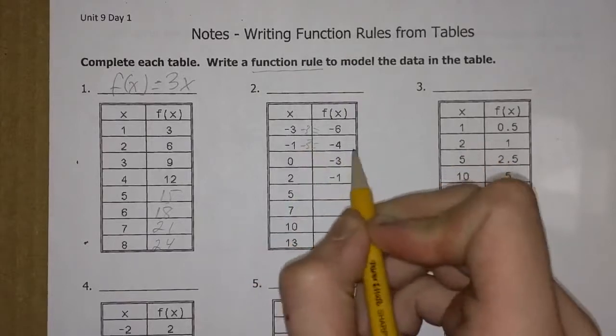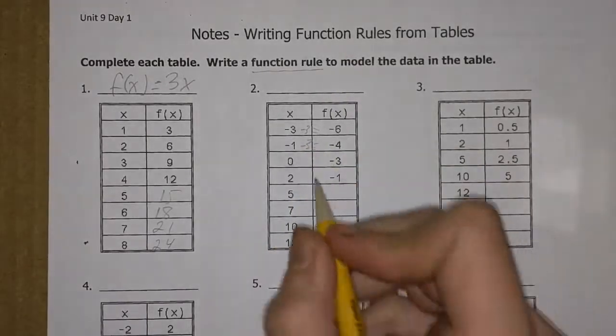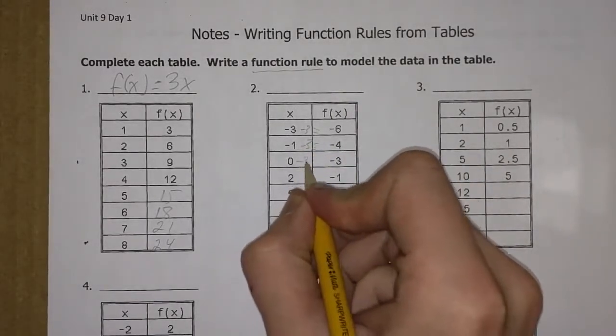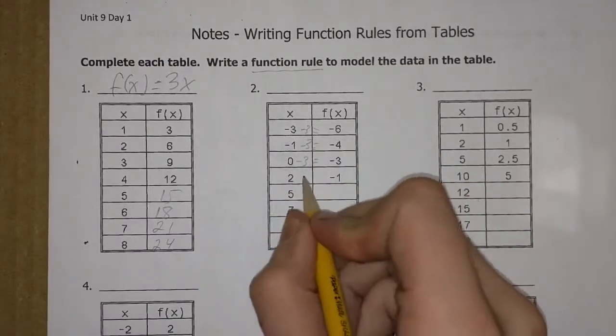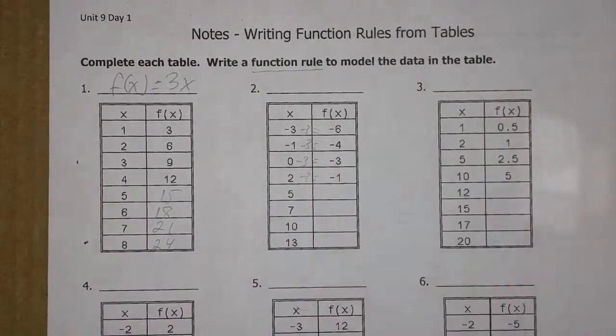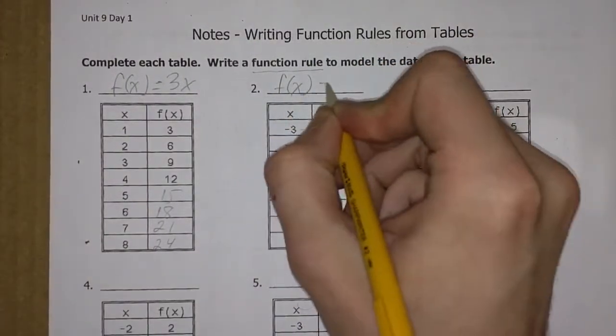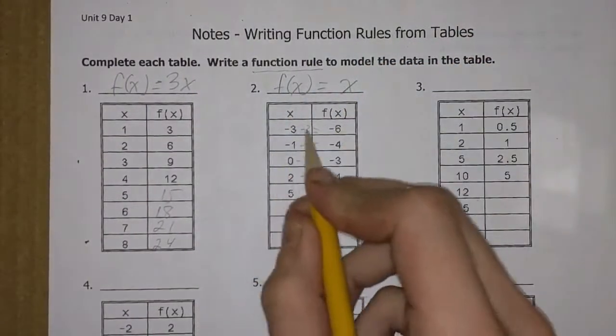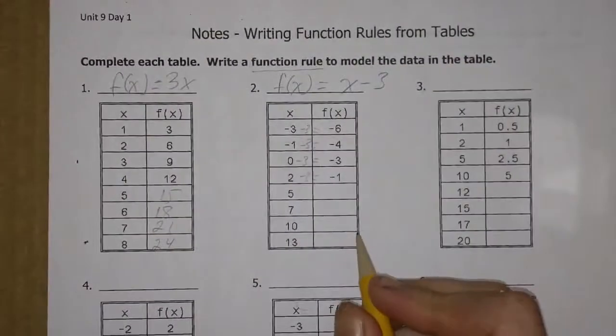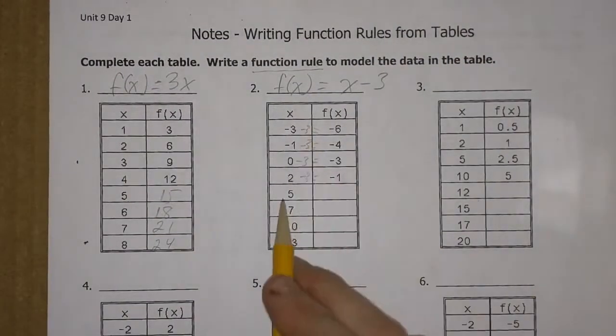-1 minus 3 is -4. Okay, good sign so far. 0 minus 3 is -3. 2 minus 3 is -1. That actually does work out. So I'm going to begin my function rule: f of x equals x, my input, minus 3. And like we said, that actually takes care of these.